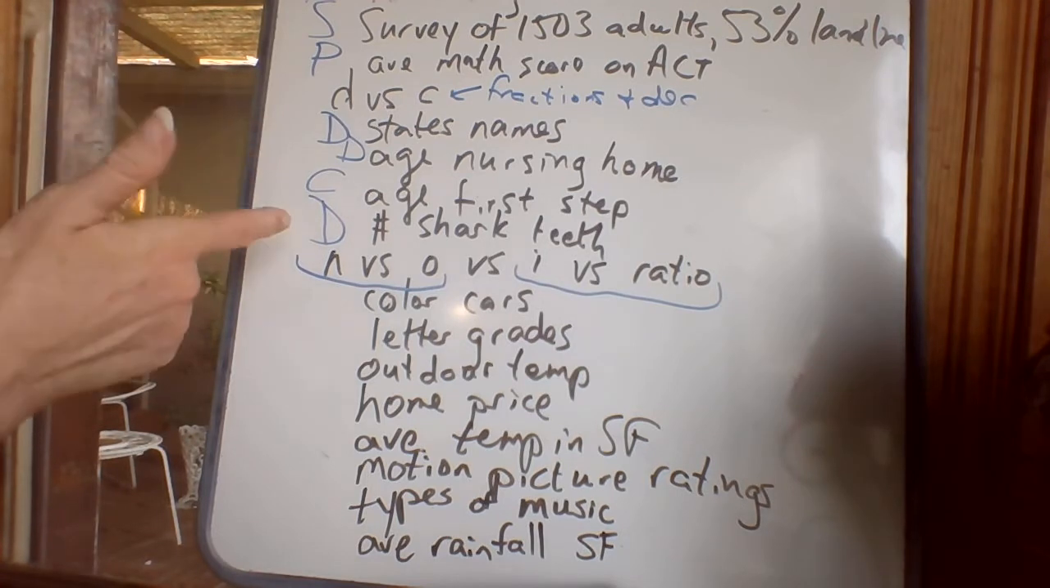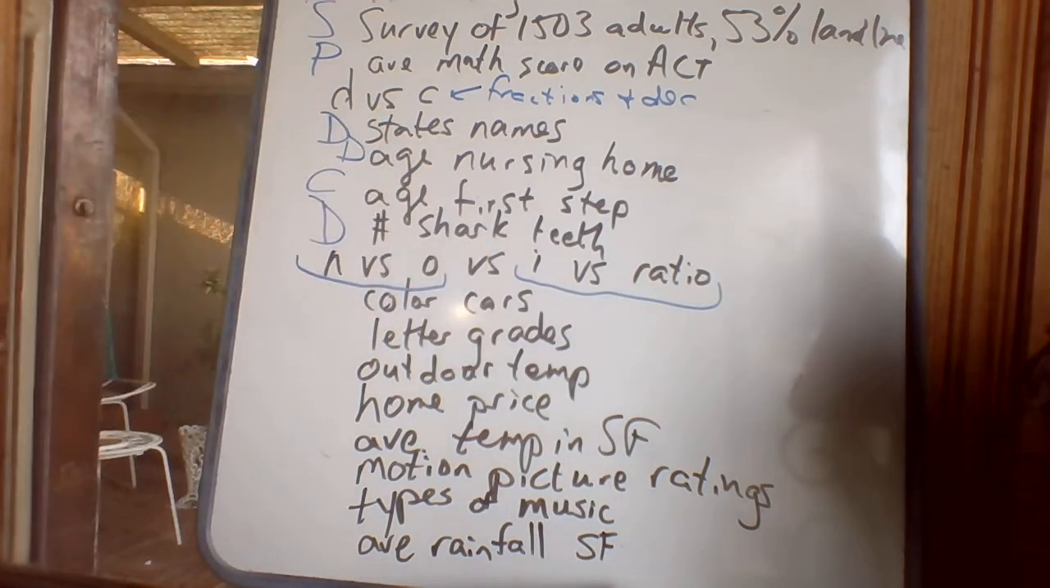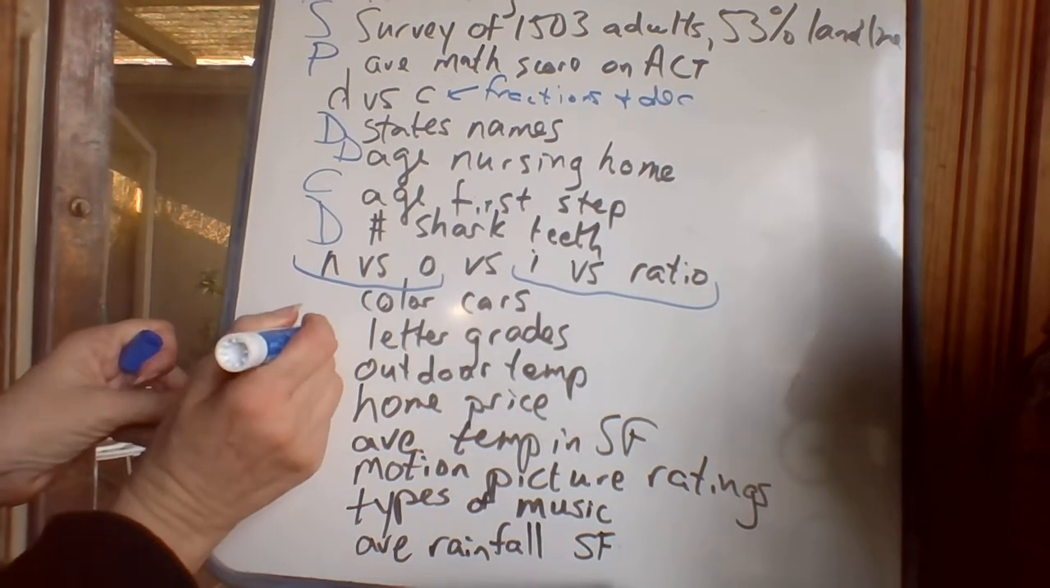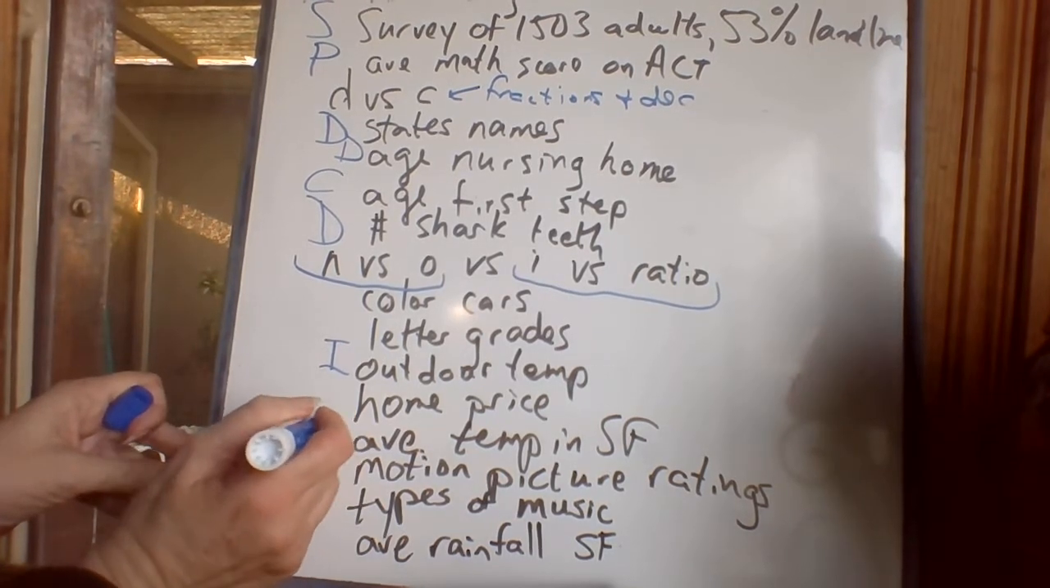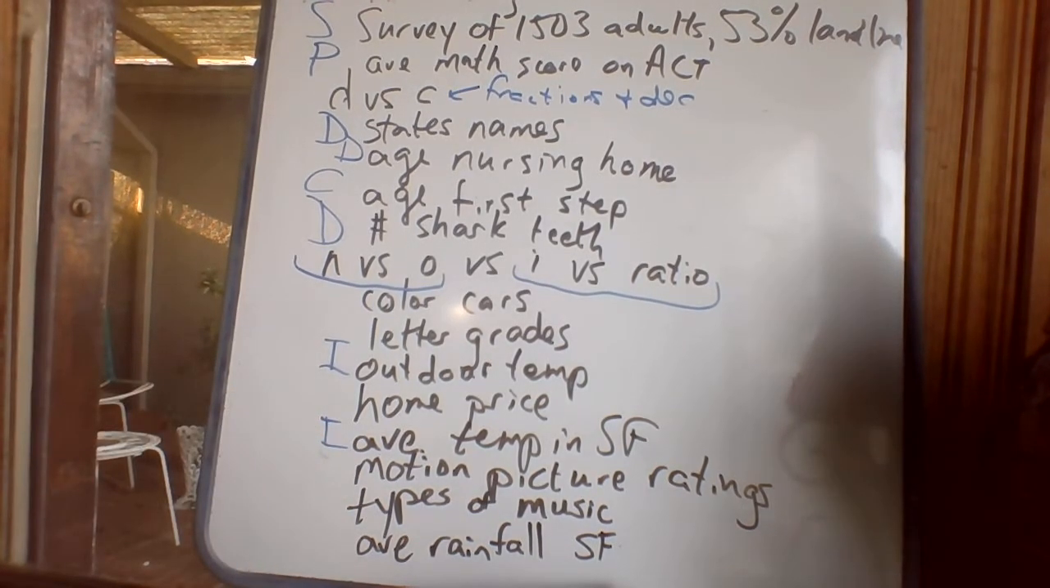So if someone's asking me nominal versus ordinal versus interval versus ratio, I always do the interval ones first. I look for any time or temperature. Okay, so outdoor temp, average temp. All right, that's it. Okay, so I've got that.